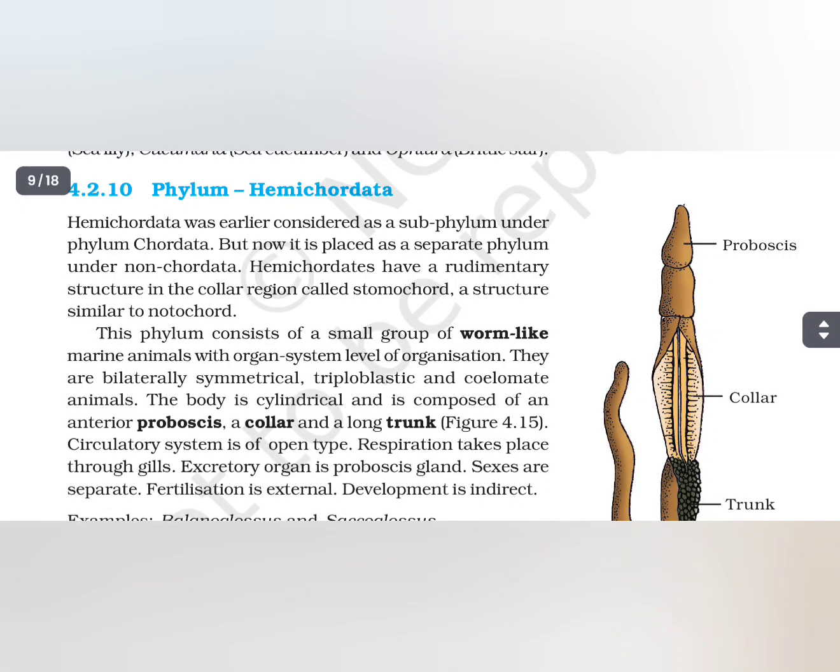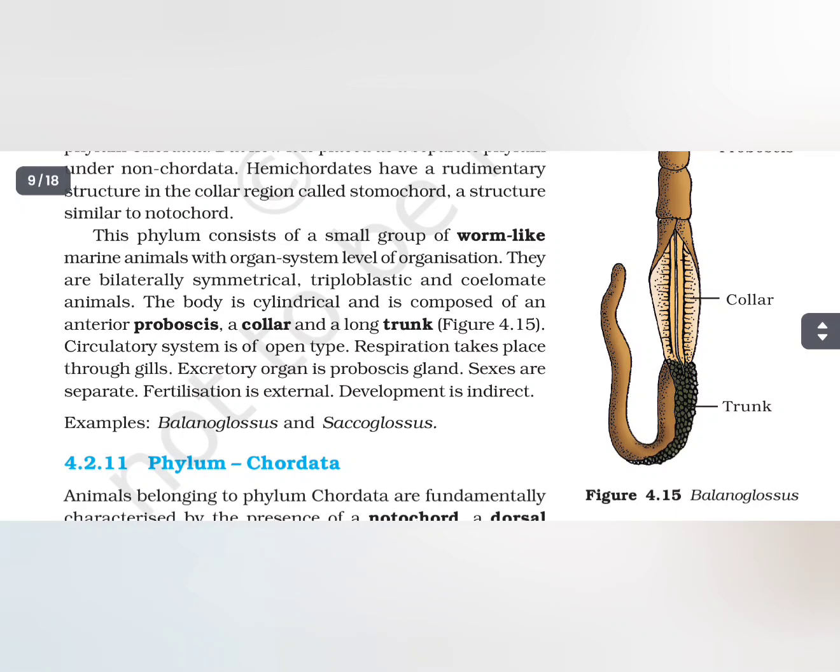Phylum Hemichordata. Hemichordata was earlier considered as a subphylum under phylum Chordata, but now it is placed as a separate phylum under non-Chordata. Hemichordates have a rudimentary structure in the collar region called stomochord, a structure similar to notochord. This phylum consists of a small group of worm-like marine animals with organ system level of organization. They are bilaterally symmetrical, triploblastic and coelomate animals.